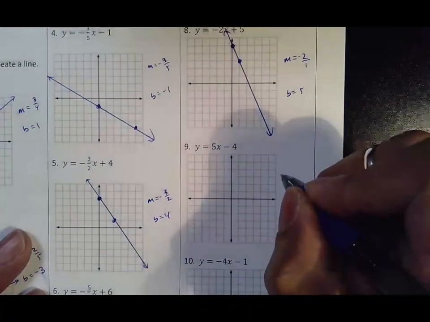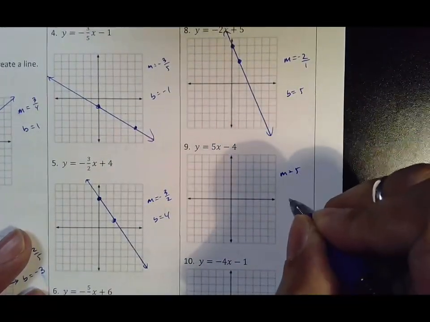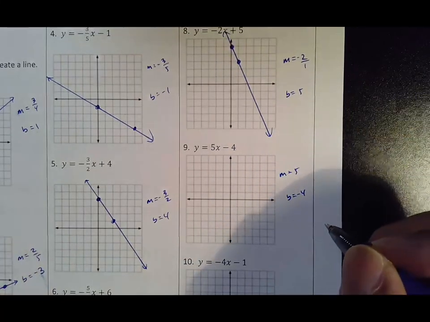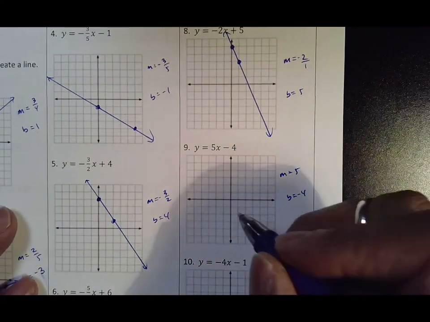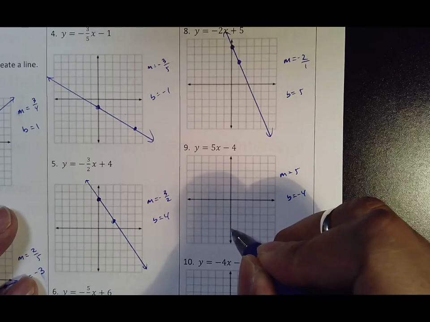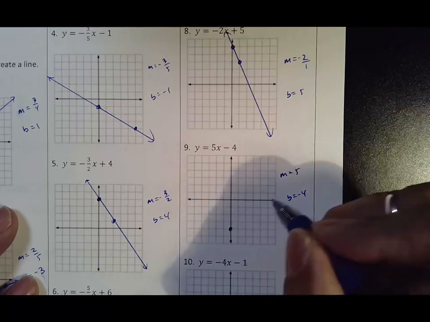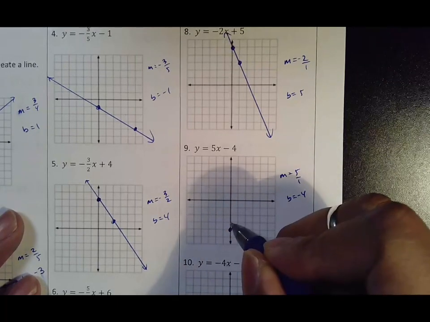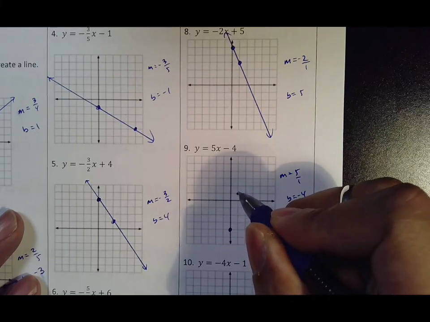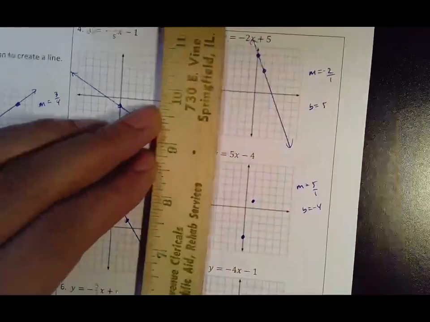Y equals 5x minus 4. M is 5, b is negative 4. Again, the negative 4 means go down 4. M of 5 means, again, 5 over 1, so up 1, 2, 3, 4, 5 over 1, and that's that.